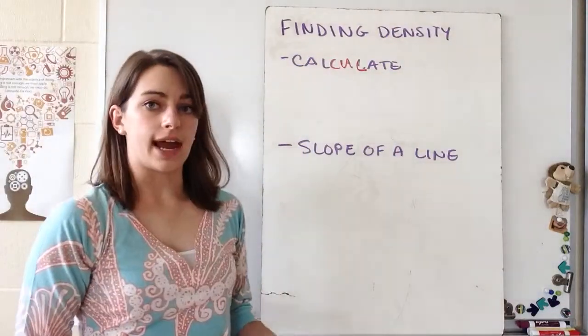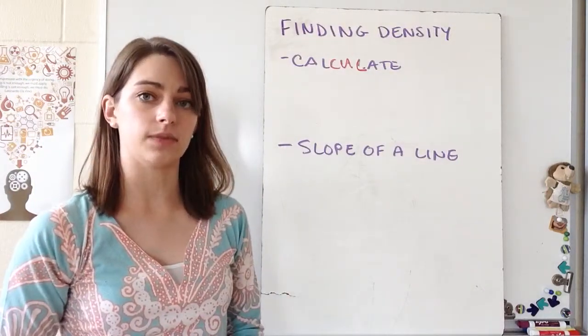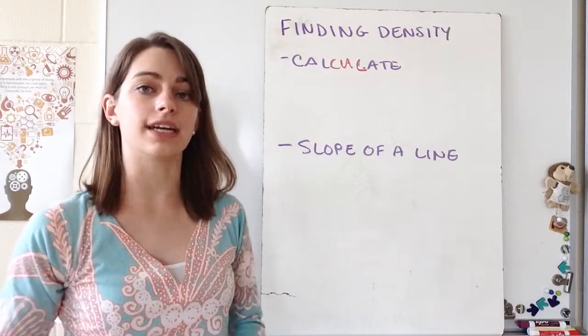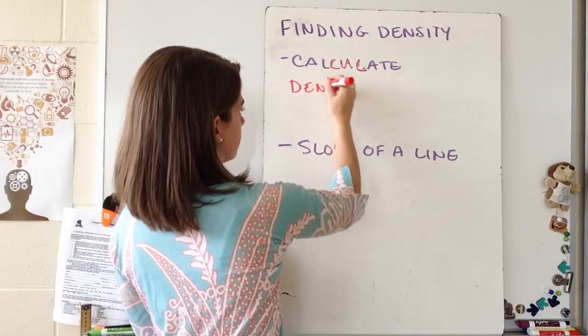So now we have to talk about how to find density. One of the ways to find density is simply to calculate it. If you know the mass and the volume, you can calculate density. So density is simply mass divided by volume.